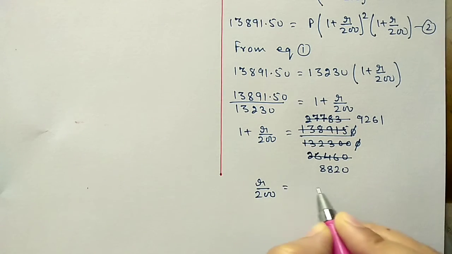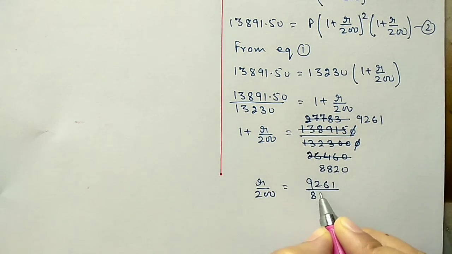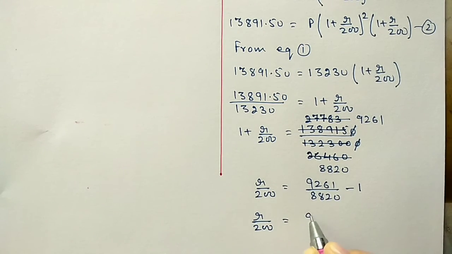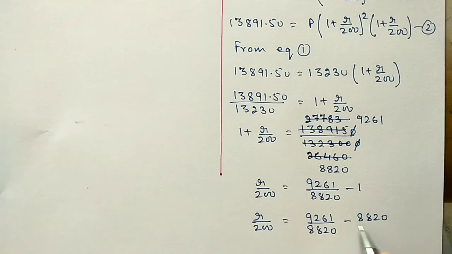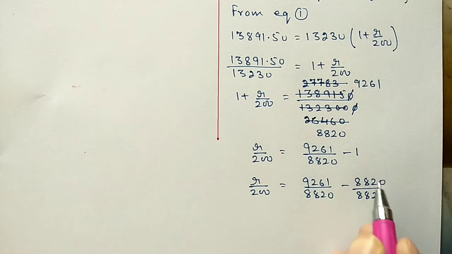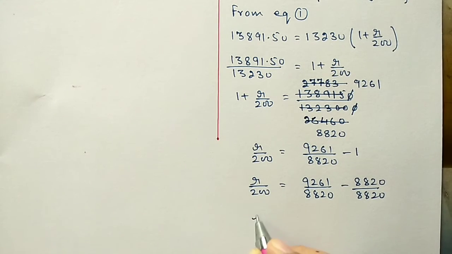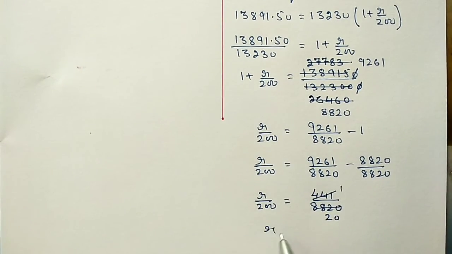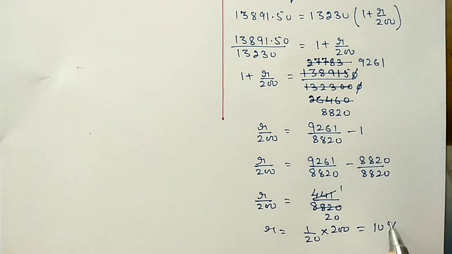r by 200 is equal to 9261 divided by 8820 minus 1. 1 we can change as 8820 by 8820. We will make the same denominator because here we have 8820, so here also we'll take 8820. After subtraction, here we'll get 441 by 8820, and this we can cancel 20 times. So our value is equal to 1 by 20 into 200, which we will get equal to 10%.